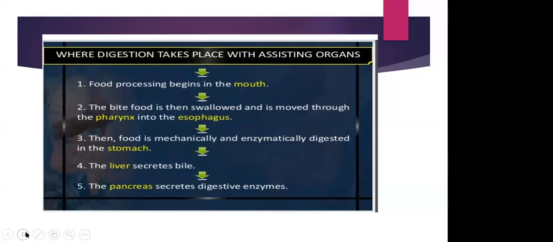Look at the flow chart, children. If possible, note it down, this is a very important flow chart. Food processing begins in the mouth. After ingestion, the bite of food is swallowed and moved through the pharynx into the esophagus. Then the food is mechanically and enzymatically digested in the stomach. The liver secretes bile. The liver, which is the heaviest organ, as we already discussed, is one of the associated glands which secretes bile juice.